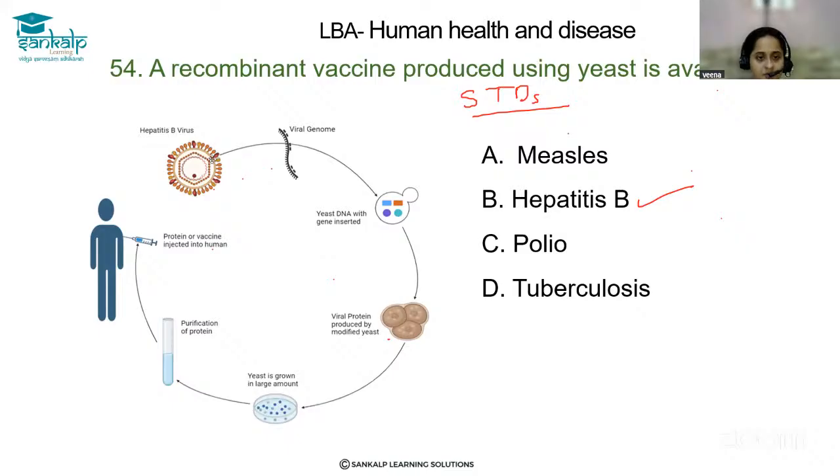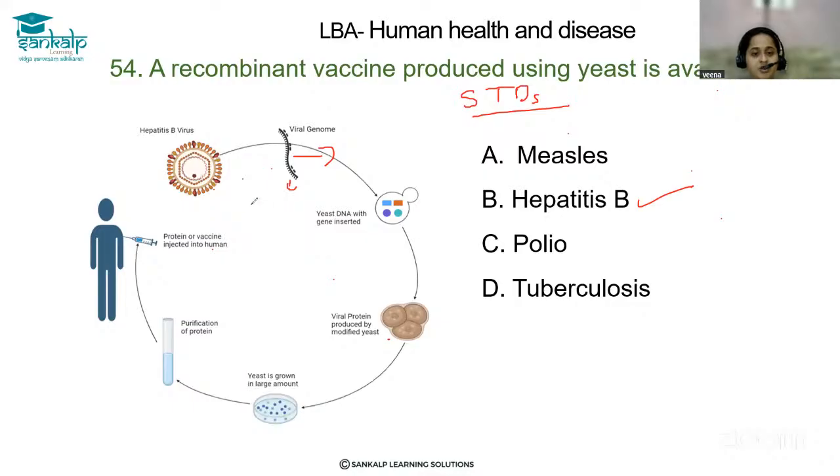If you observe here in the image, from the hepatitis B the viral genome is taken out and inserted in the yeast DNA. That viral protein will be modified in the yeast, and here it is going to be grown in a large amount. Then it undergoes purification, and that protein is given as a vaccine to the hepatitis B. So this vaccine contains the viral genome.